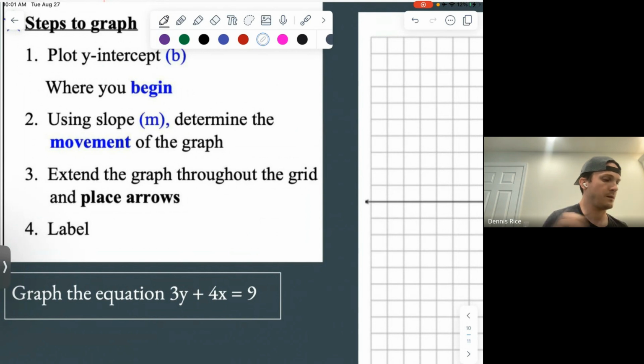So what we'll do is this example together. We're going to graph the equation on the bottom of this slide here, 3y plus 4x equals 9. We're going to do it together. I have some steps here, a little word association. If you have graph paper, if you have the template, we are going to physically graph it. If you don't have anything, you could just watch here.